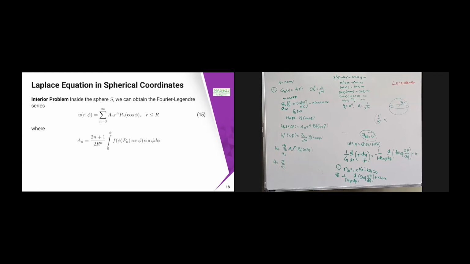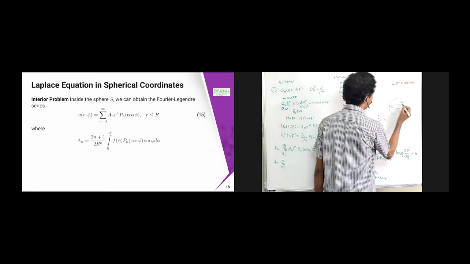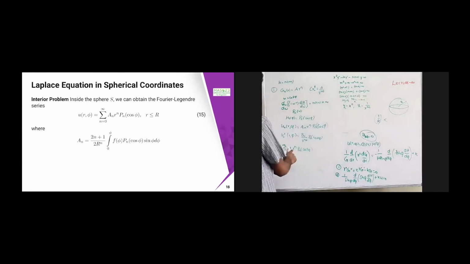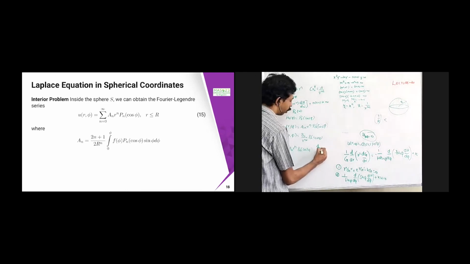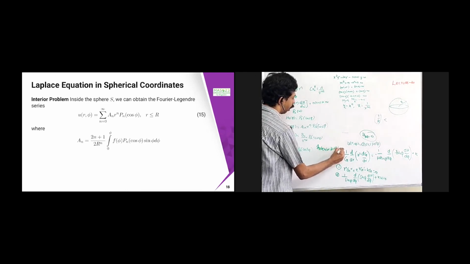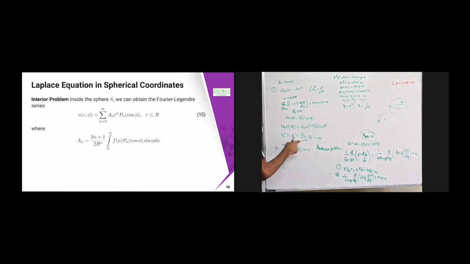Therefore, you should solve it in two cases. One is the interior problem. For the interior problem, you use a_n r power n P_n cos phi. Because on the exterior, if I substitute it over here, the exterior side is going to become exploding, because the term is in the denominator. Therefore, it is going to become exploding, so you are not going to use this one.